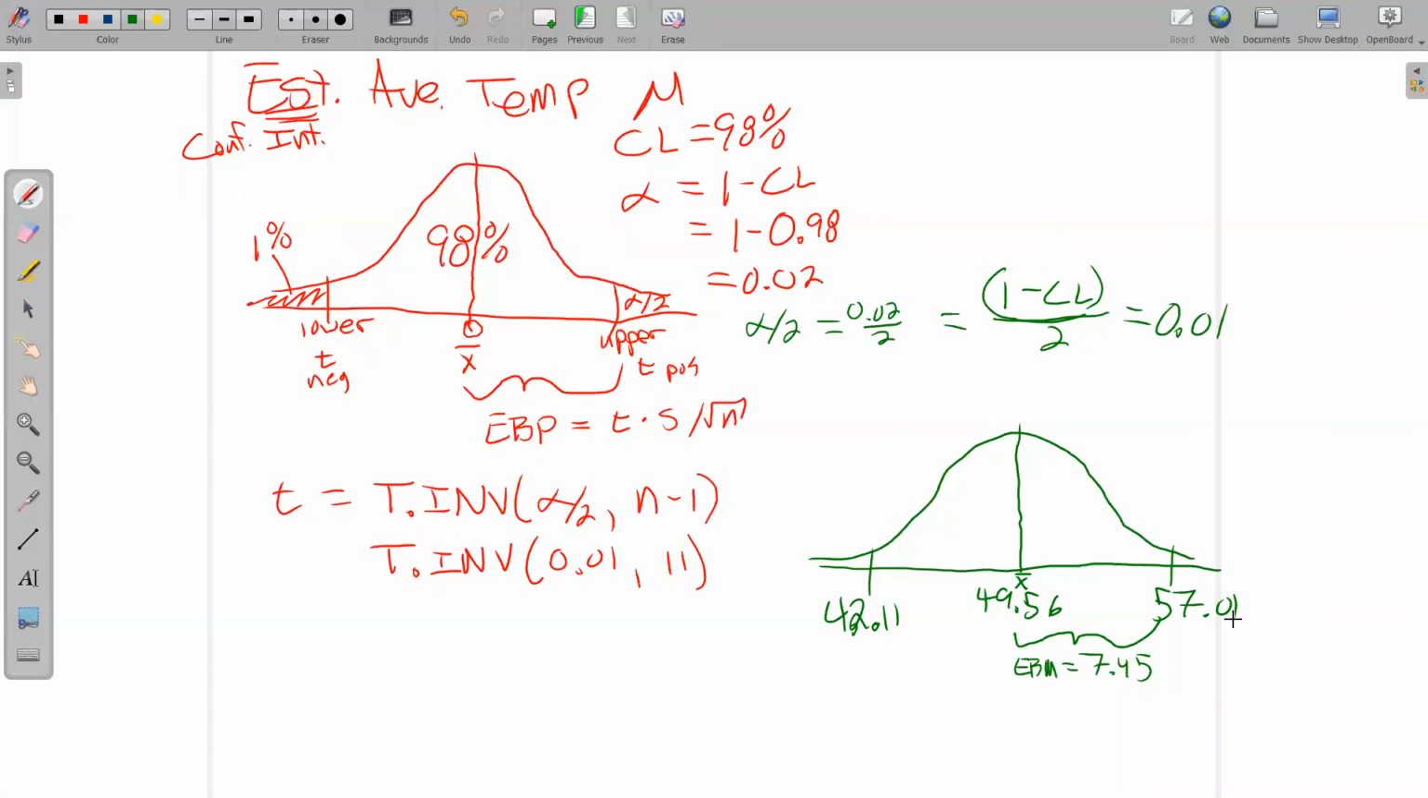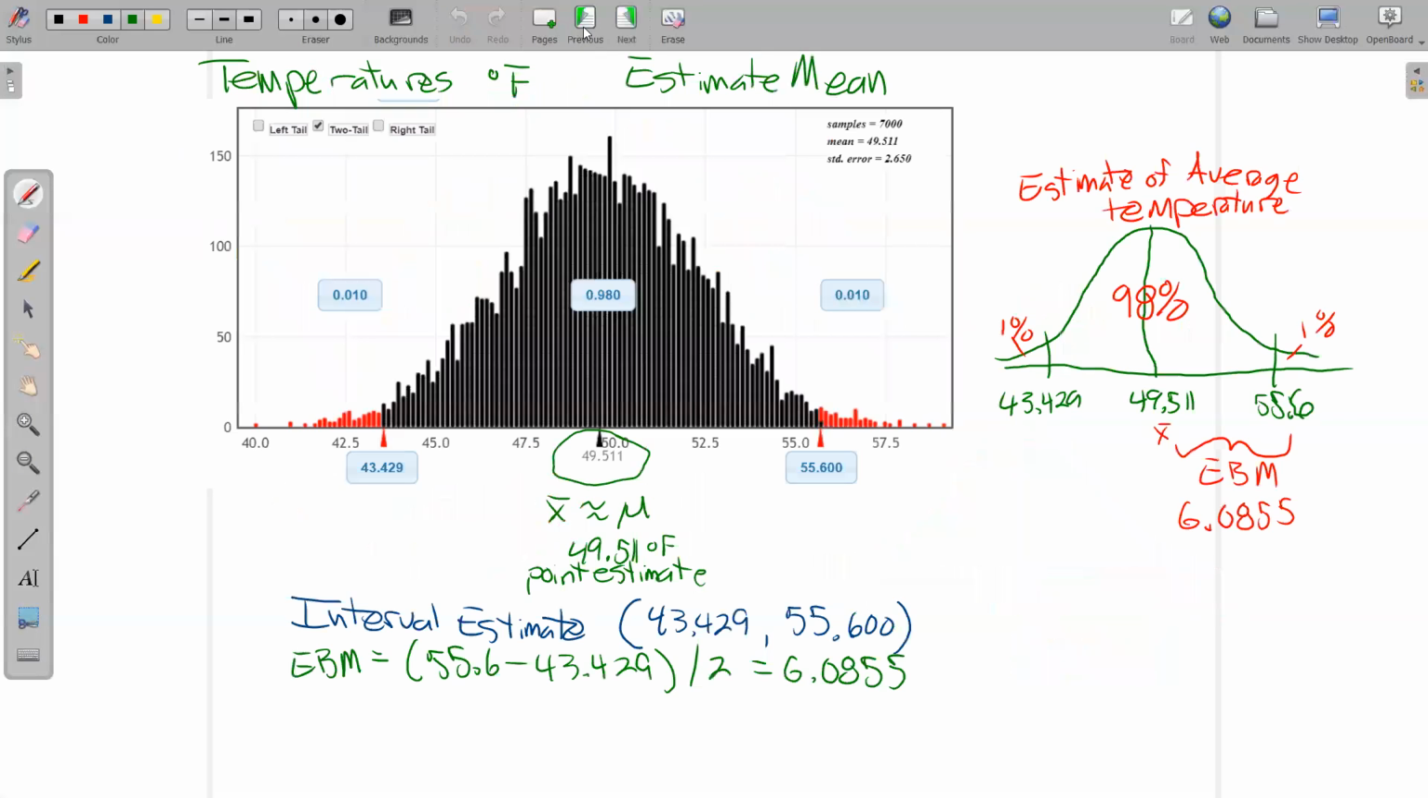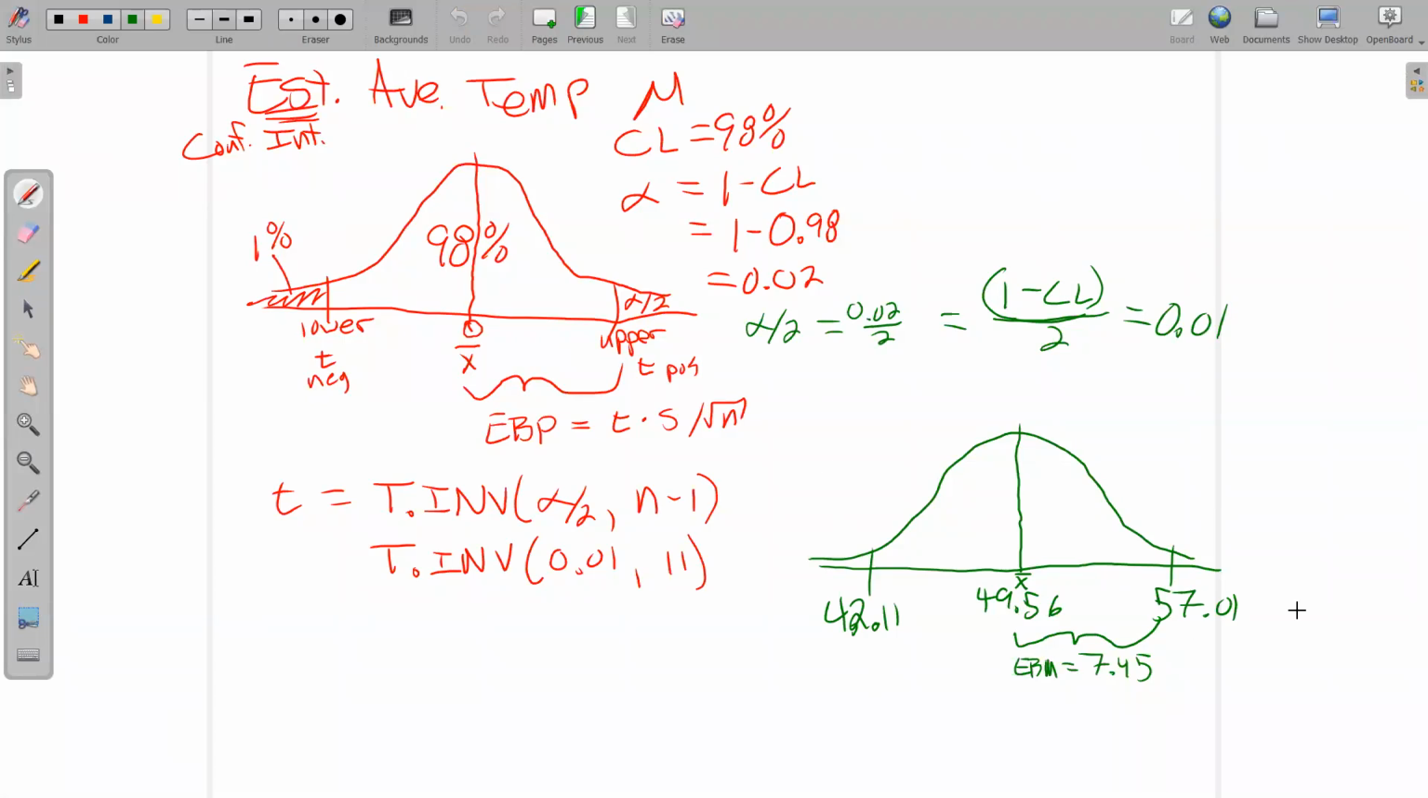So then I'd write my sentence. I'm 98% confident that the average temperature is somewhere between 42.11 degrees Fahrenheit and 57.01. Now notice that's a slightly different answer than I had from StatKey, but they're in the ballpark of each other. 43 to 56-ish, and 42 to 57-ish. So the t distribution always goes just a little bit wider to accommodate the fact that we do not know the standard deviation of the population.